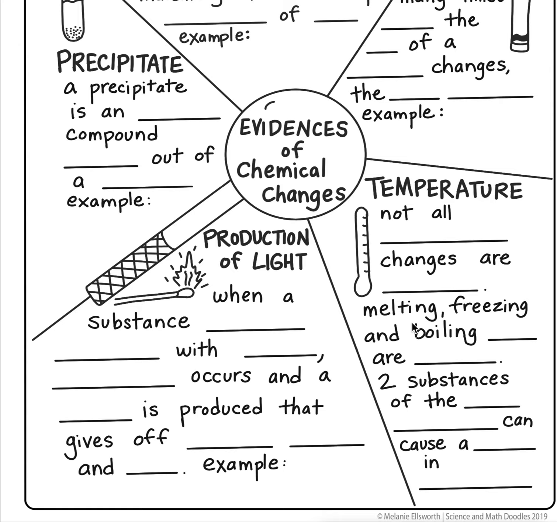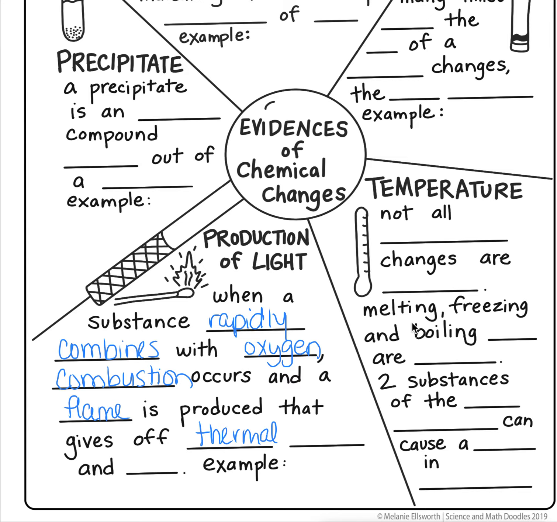So we have two more signs of a chemical reaction that we want to talk about. One is the production of light. When a substance rapidly combines with oxygen, combustion happens. Combustion is a fancy word for burning. A flame is produced that gives off thermal energy or heat and light.